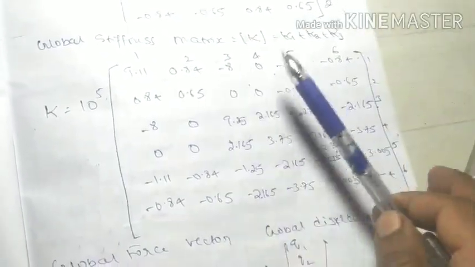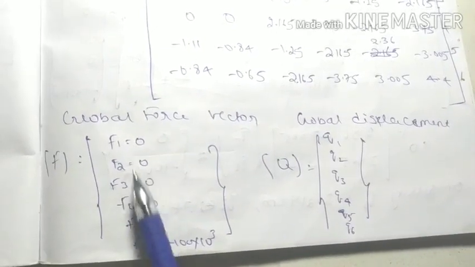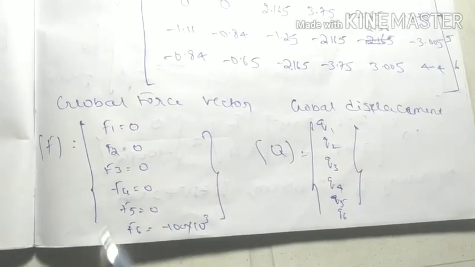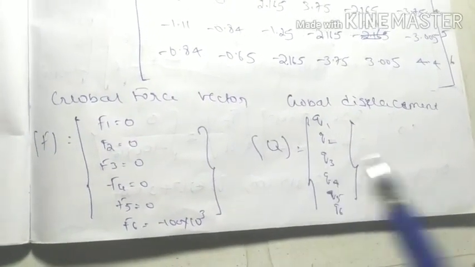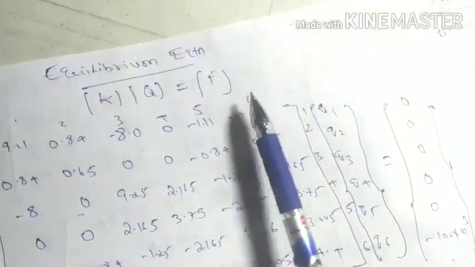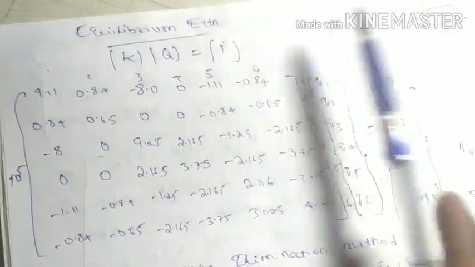Finally the global stiffness matrix, that is adding K1, K2, K3, therefore the matrix size becomes 6 by 6. You add the corresponding K1, K2, K3 values, then you will get the global stiffness matrix as usual procedure. Now the global force vector, total 6: F1, F2, F3, F4, F5, F6. Up to F5 it is 0, only F6 is 100 into 10 raised to 3 Newton. Q is Q1, Q2, Q3 up to Q6. Now finally we need to substitute in the equilibrium equation, that is KQ is equal to F. Substitute the corresponding global force vector, global stiffness matrix as well as Q matrix values.